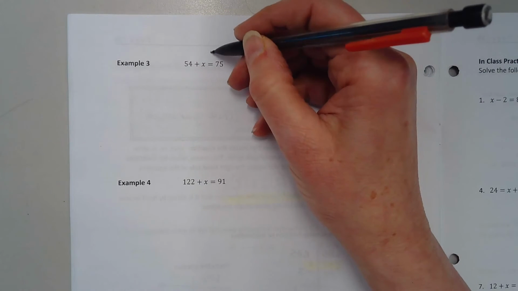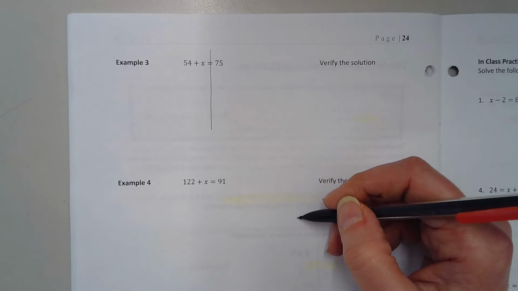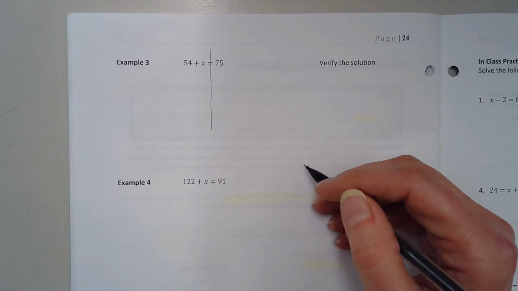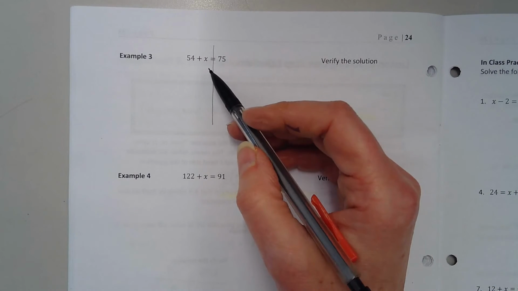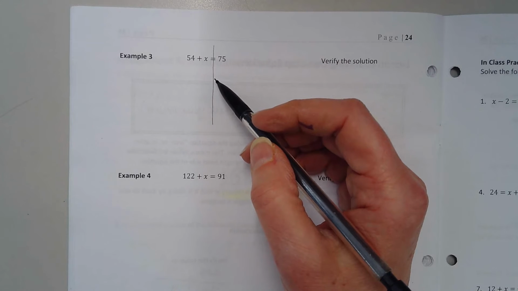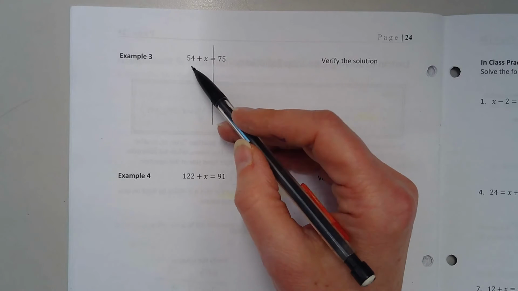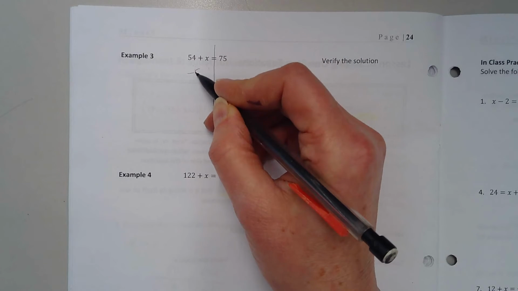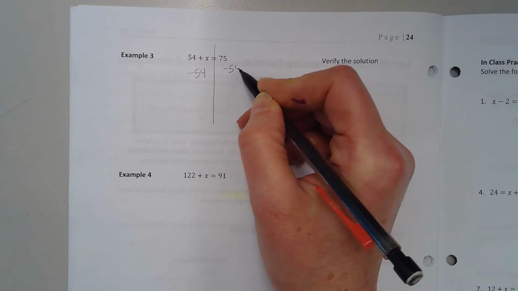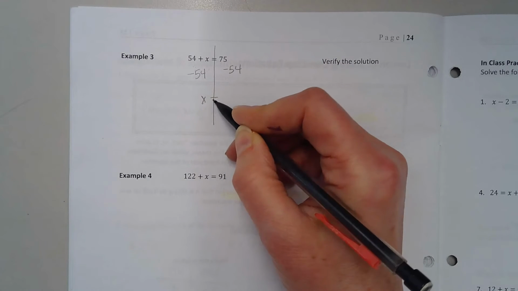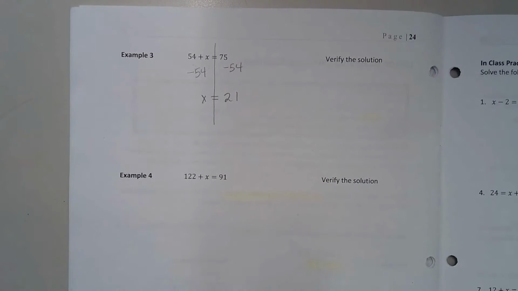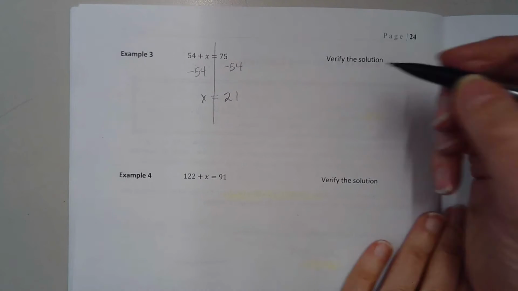Let's try the next one. 54 plus x is 75. What side is the x on? Yeah, left-hand side. How is it attached? Is there a number attached to it? Yeah, 54 is attached to the x, right? It's attached with addition. So I have to subtract my 54. And I'm going to get x equals 21, right?